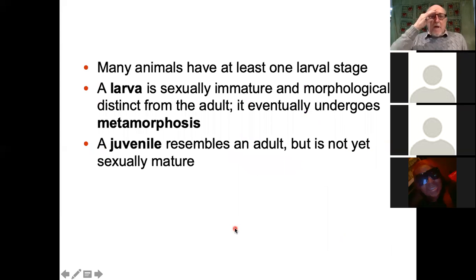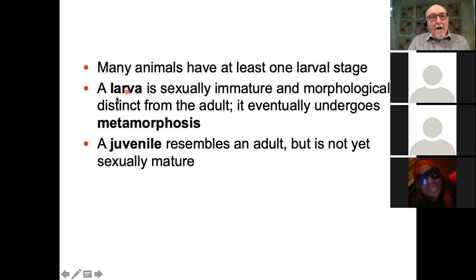So a lot of animals have a stage where the embryo initially forms a larva, a juvenile form, which is not sexually mature and often very, very different to the adult. That larva will then go on to, at some point in its development, cues are switched on and it will undergo metamorphosis. It will transform into an adult. As we talk about the animal kingdom, we'll hear about these different larval forms and the different ways in which they can end up metamorphosing into an adult.